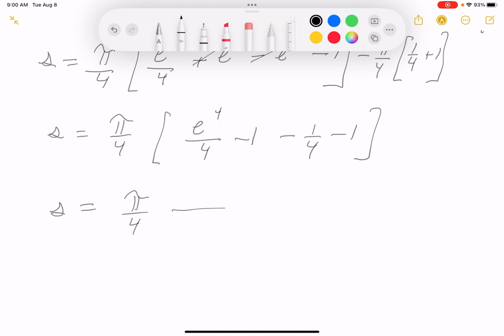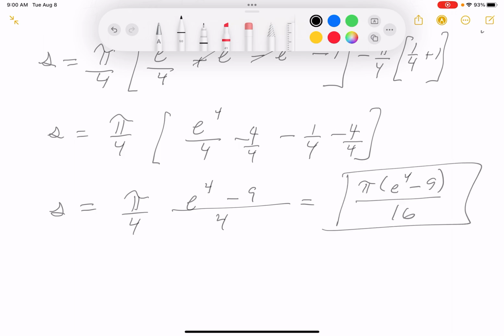Let's see, common denominator 4 over here, e to the 4th. And this would be 4 over 4, and this is 4 over 4. So what do you get? Minus 4, minus 8, minus 9. What does that give you? Pi, e to the 4th, minus 9 over 16. Put a box on it.